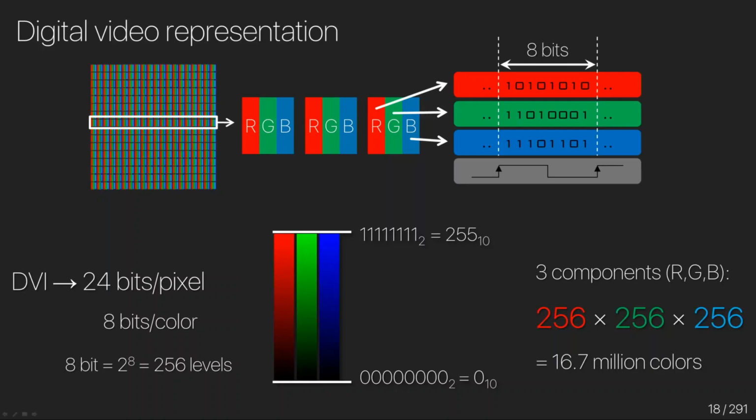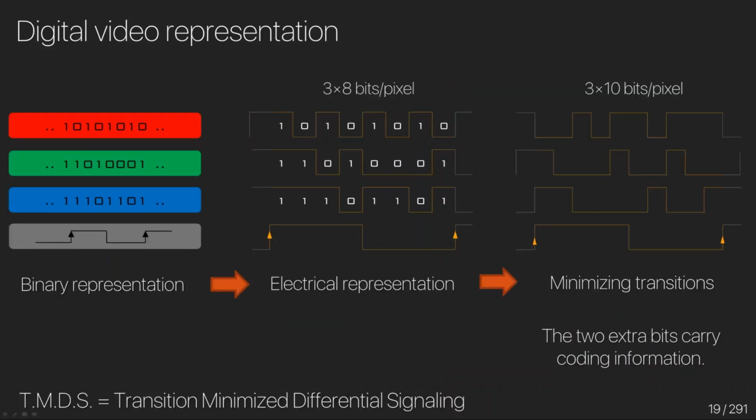So we're talking about 8 bits per color component, but when we did our calculation just then, we were multiplying each color component by 10. So why is that? That's because when we are sending the video signal, we need to use an encoding format. Here on the left, we can see our binary representation with ones and zeros and the clock signal. We can turn that into an electrical representation where a 1 is represented by a high voltage and a 0 is represented by a low voltage.